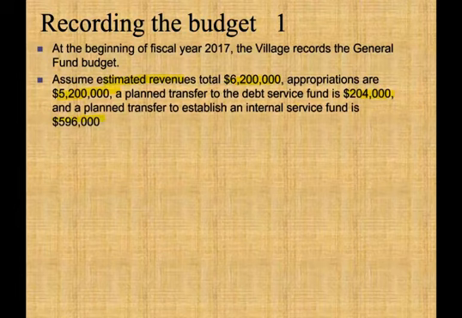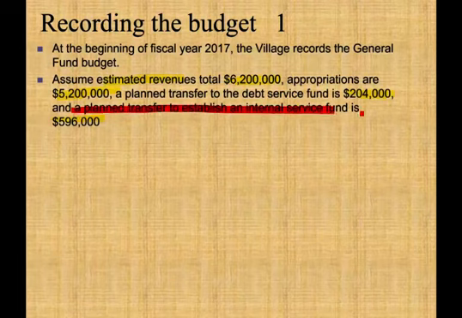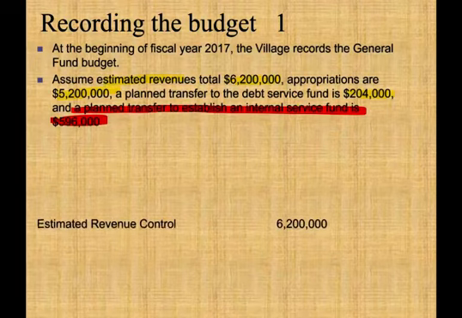We're going to wait on the internal service fund. We're going to process this later because it's an interfund transfer. Just ignore this for now. Ignore this 596. So we're going to start the budget. So what do we need to do? We estimate revenue, therefore it's a debit.